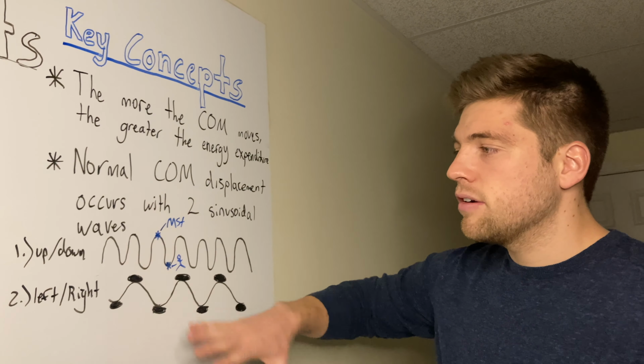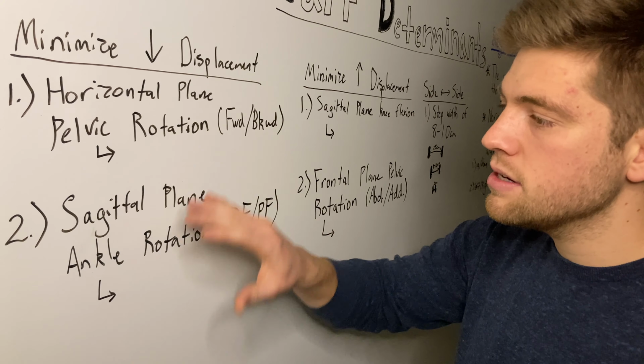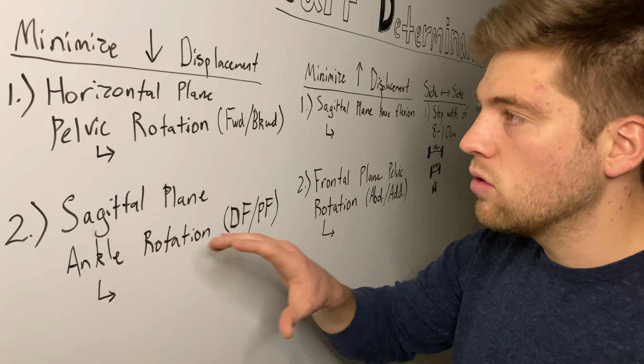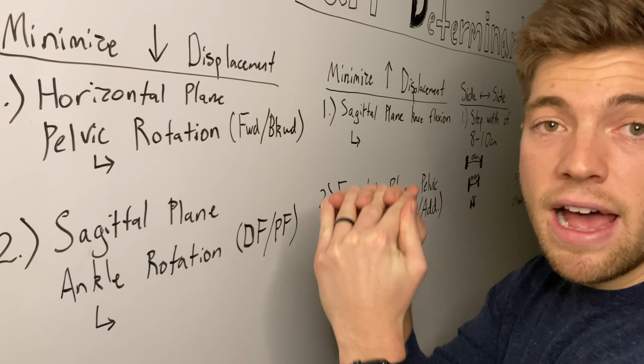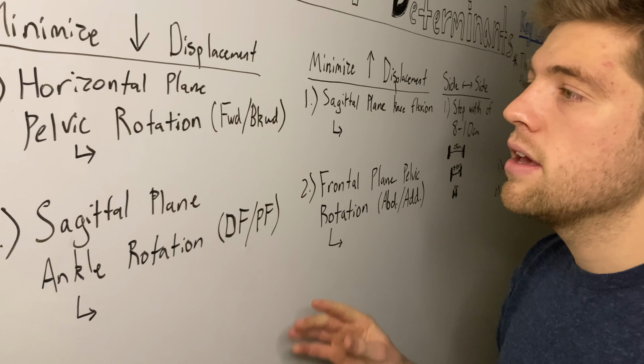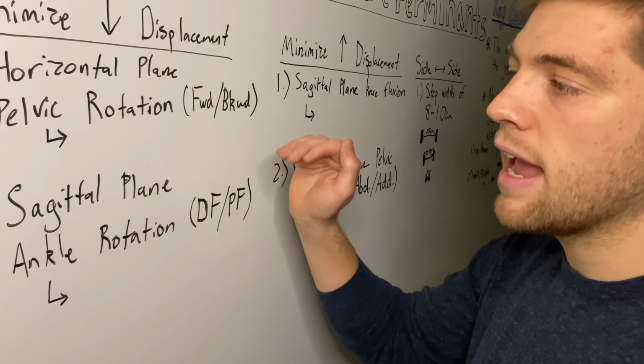Okay, so the first set of gait determinants that we're going to talk about is minimizing downward displacement. There's two of them: horizontal plane pelvic rotation and sagittal plane ankle rotation. Minimizing downward displacement means we're going to prevent our center of mass from dropping too low. Or you could look at it as trying to elevate our center of mass.